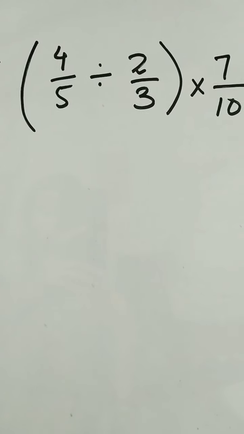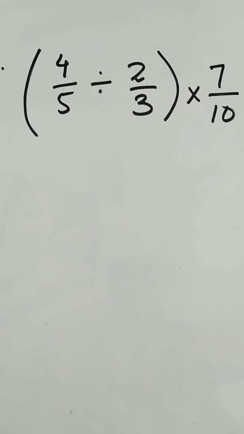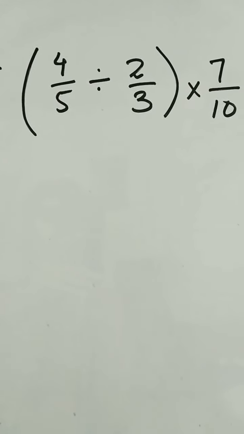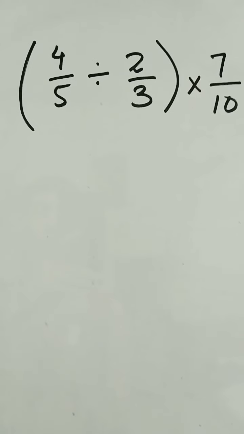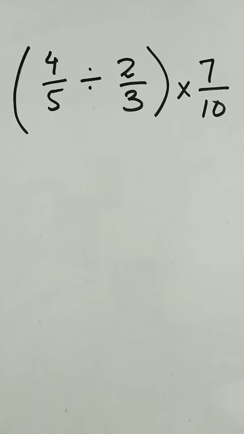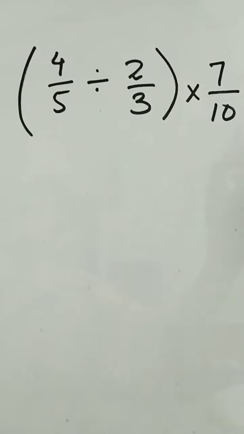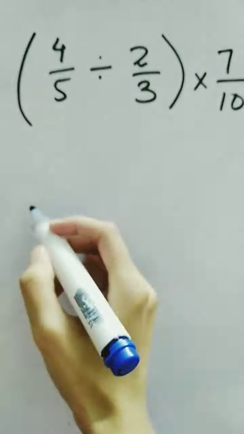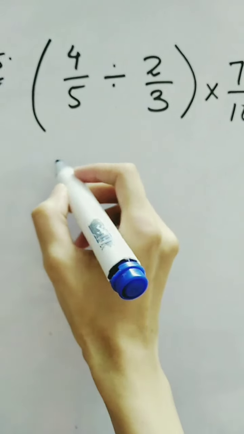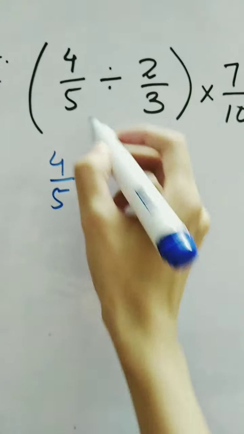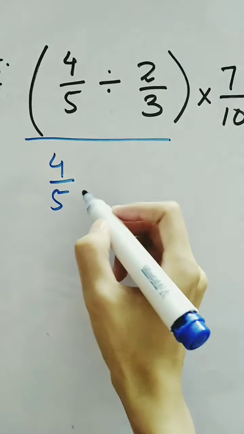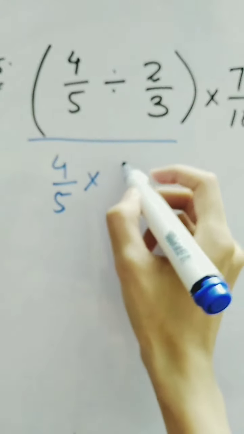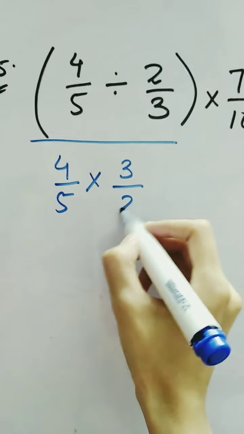In this question, we have both multiplication and division of fractions, but there is a bracket as well. So first we are going to solve the bracket, and whatever value comes out will be multiplied with the fraction which is outside the bracket. So here we have 4 over 5 divided by 2 over 3. As we know that we are going to change the sign in order to solve this, we are going to multiply 4 over 5 with the reciprocal of 2 over 3, which is 3 over 2.